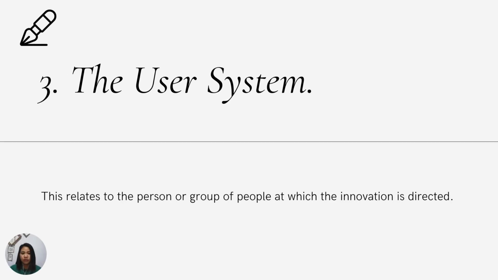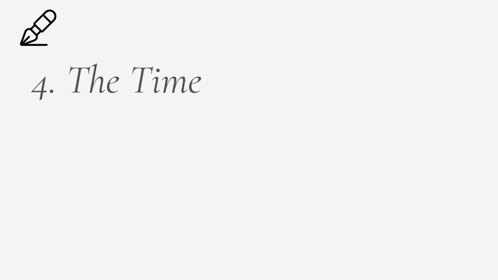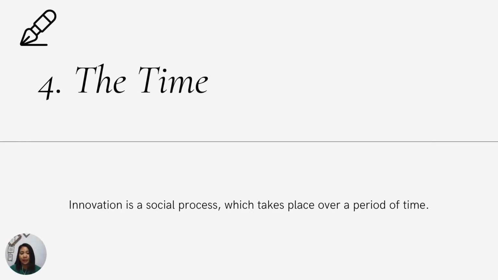So number three is the user system, which relates to the person or group of people at which the innovation is directed. And number four, the time. Innovation is a social process which takes place over a period of time. So the user system and the time will be discussed by my partner later on.